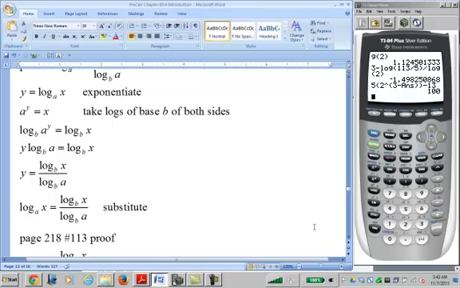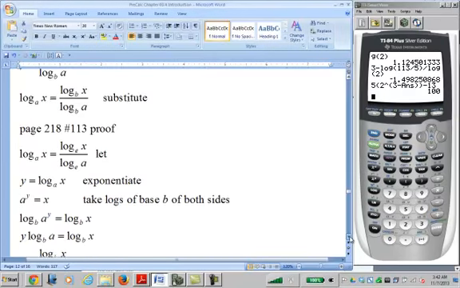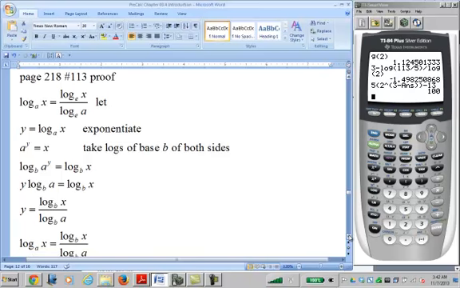And now we substitute log base a of x, which we set up right here, for y. And we get log base a of x equals log base b of x over log base b of a, which is the change of base formula. And then in problem 113, you're asked to do the proof again. Now you're doing it for base e. You can just go through this and study it.